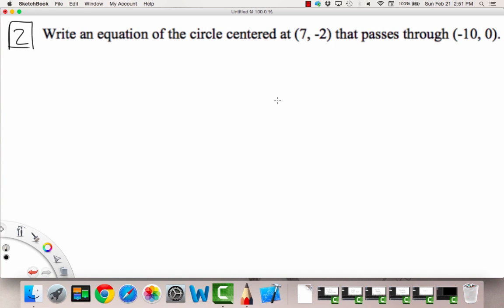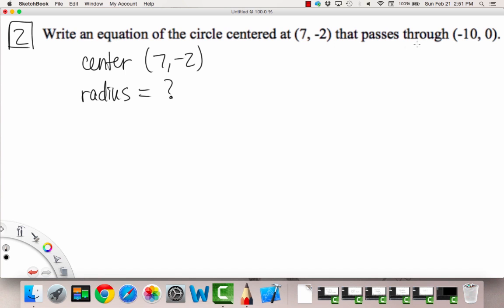Alrighty, here's problem number 2. We have: write an equation of the circle centered at 7, negative 2 that passes through the point negative 10, 0. So we're given our center, which is good. Our center is 7, negative 2. Now we need a radius. Those are the only 2 things we need in order to make our standard equation of a circle.